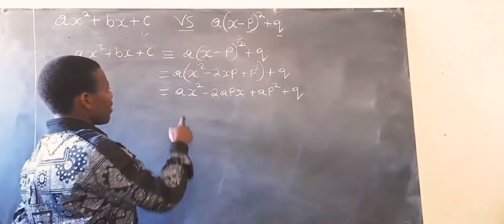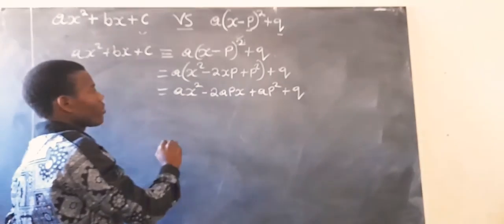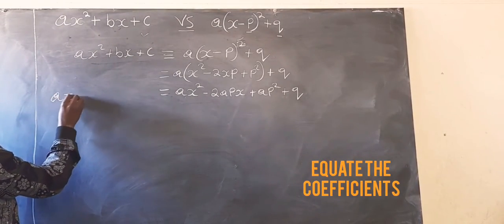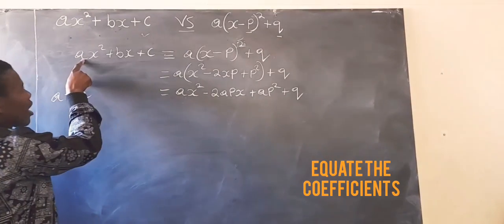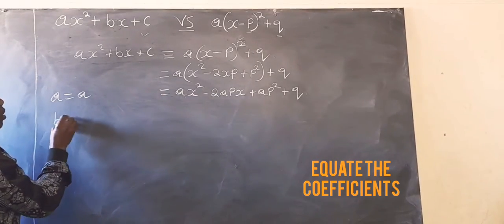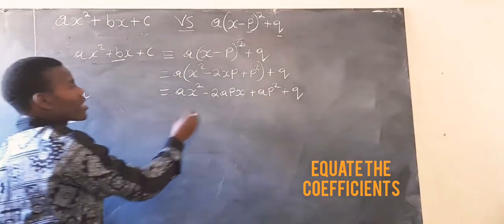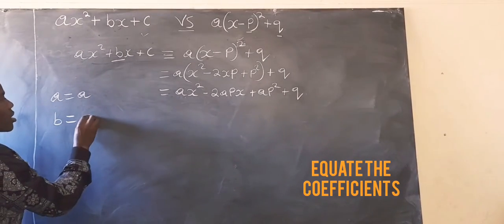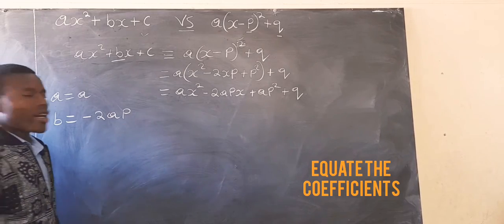So we now have that. So you can see now it is close to this form because you can see you have the coefficient of x squared, which is a. The coefficient of x squared is equal to a. So you can say a here is equal to a there. So what is b here? We have b, which is the coefficient of x, which is negative 2ap. Let's write negative 2ap. These are the coefficients that we are writing.